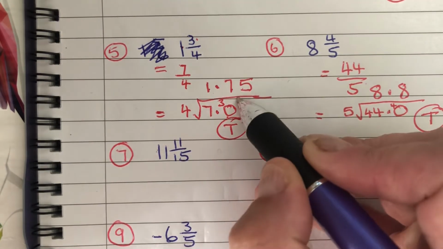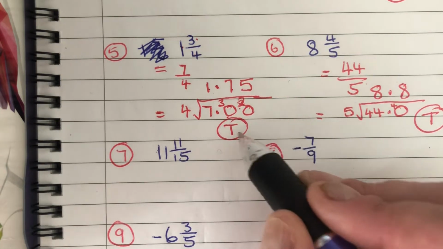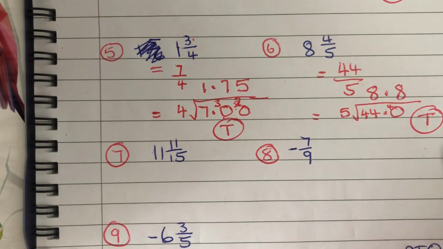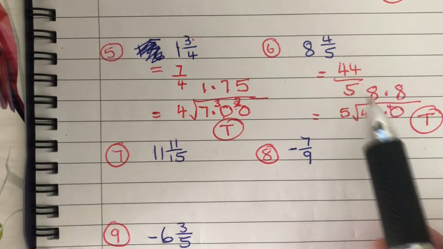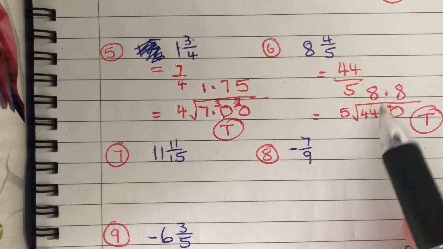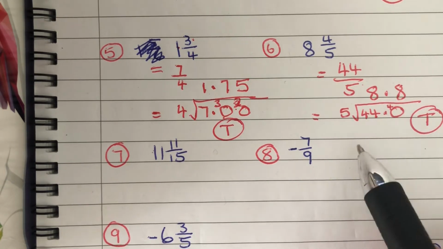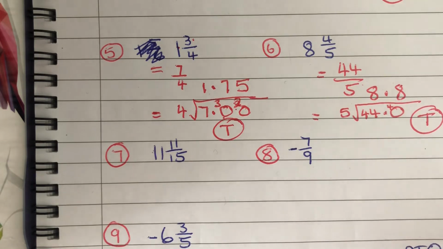That's a 2. I couldn't read my own writing. 4 into 20 goes 5 times. And it stops there, so it's terminating. Next one becomes 44 over 5. The 5 goes out the front. 5 into 40 goes 8 times. 8 5s are 40 with 4 left over. 5 into 40 goes 8 times and it stops, so it's terminating.